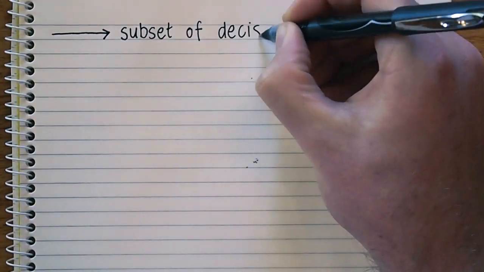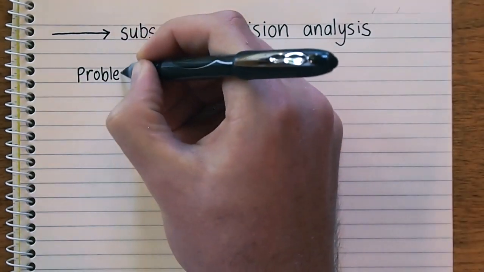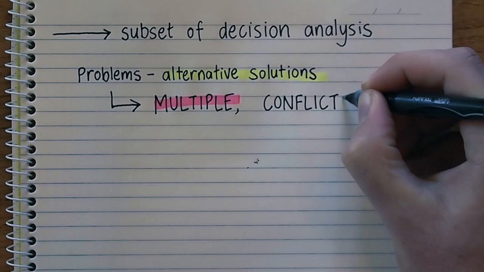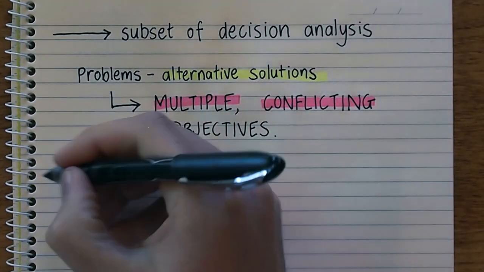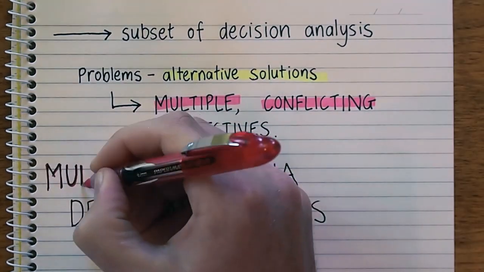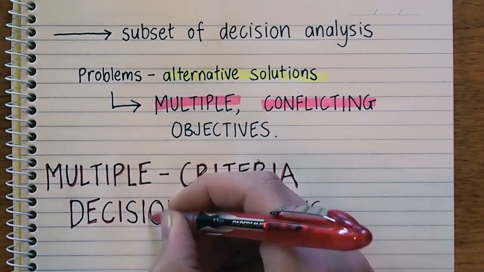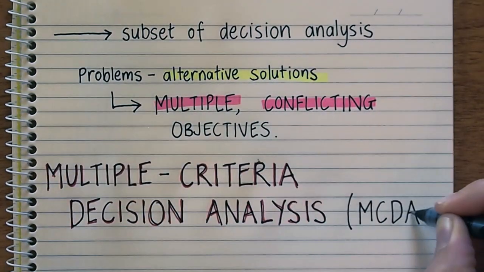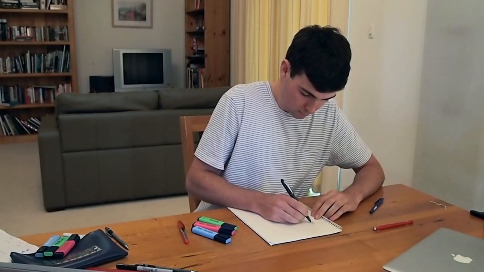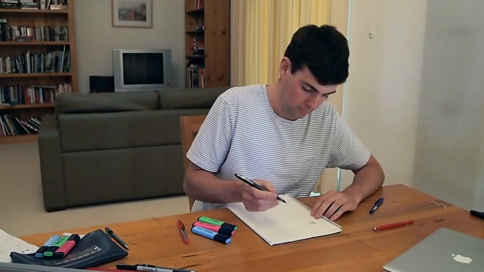This leads us to a subset of decision analysis that focuses on problems where alternative solutions compete across multiple and often conflicting objectives. This area is called Multiple Criteria Decision Analysis, or MCDA. Josh finds himself incapable of making a choice and decides to implement the weighted sum method, the most widely known MCDA technique, to help him do so.